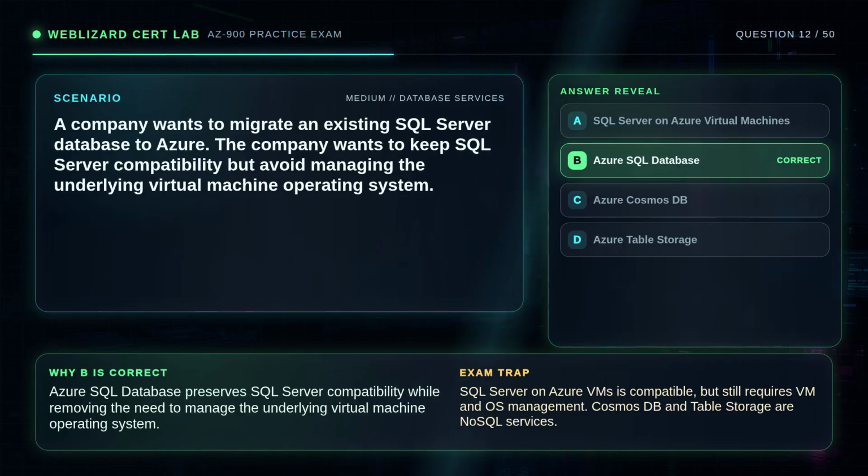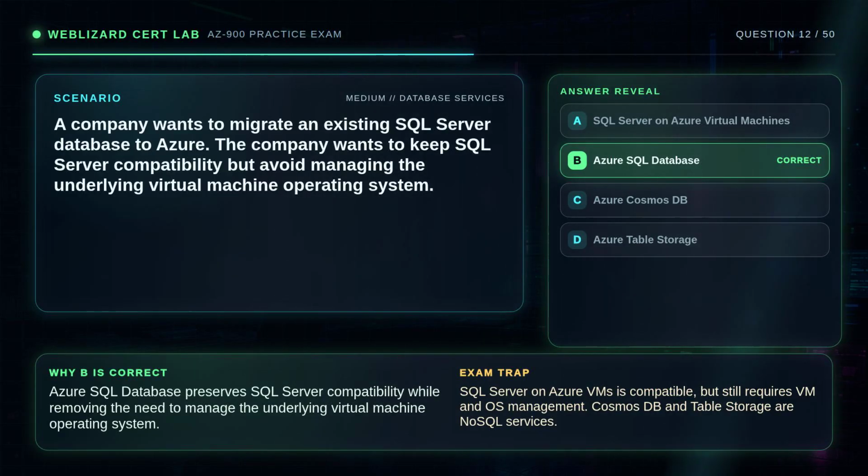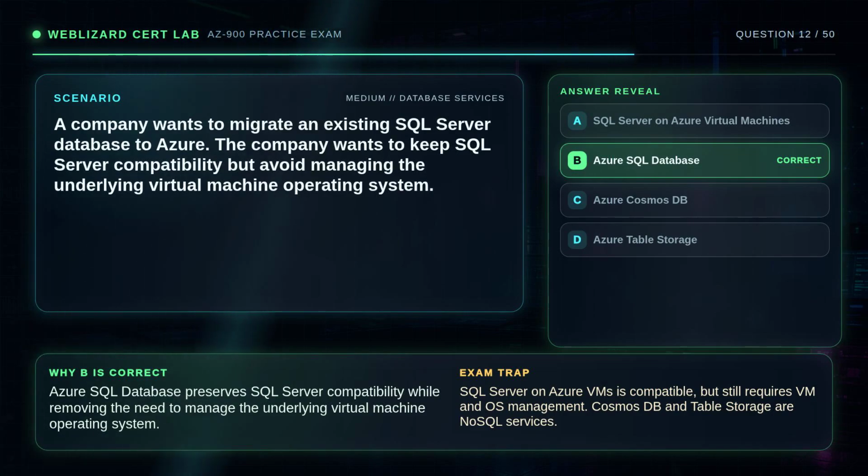Azure SQL Database. Azure SQL Database is a managed relational database service that keeps SQL Server compatibility while removing the need to manage the underlying virtual machine operating system. SQL Server on Azure Virtual Machines can provide strong SQL Server compatibility, but the company would still manage the VM and operating system. Azure Cosmos DB is a NoSQL database service. Azure Table Storage is also a NoSQL key value style storage service. The exam clue is SQL Server compatibility, but no virtual machine operating system management.